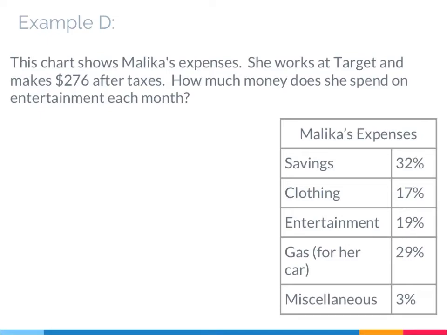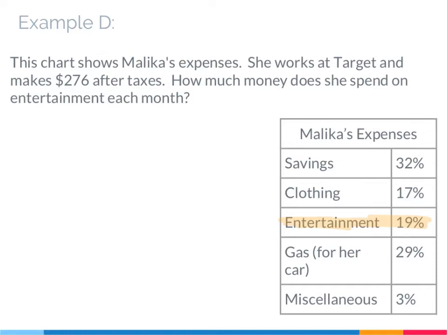So now we need to look at our table and find the information that we need. So the problem is asking us how much does she spend on entertainment. So the only thing that we really care about in this table right here is this entertainment at 19%. So now we need to set up a proportion using that information. So it says she works at Target and makes $276 after taxes, and we're trying to figure out the amount she spends on entertainment.